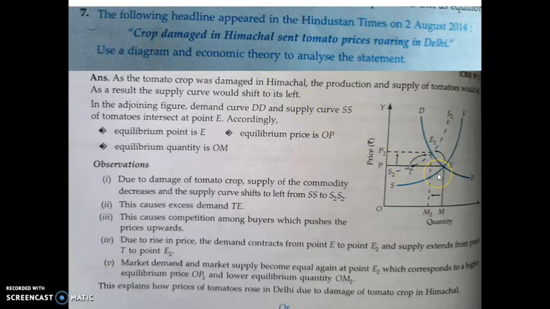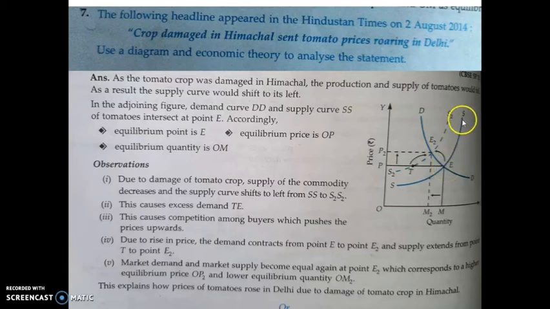Here the demand remains the same. Due to damage in the tomato crop, there is a reduction in the supply of tomatoes, so the supply curve shifts to the left side. In the adjoining figure, the demand curve DD and the supply curve SS of tomato intersect at point E. Before the damage of the tomato crop, what was the equilibrium price?